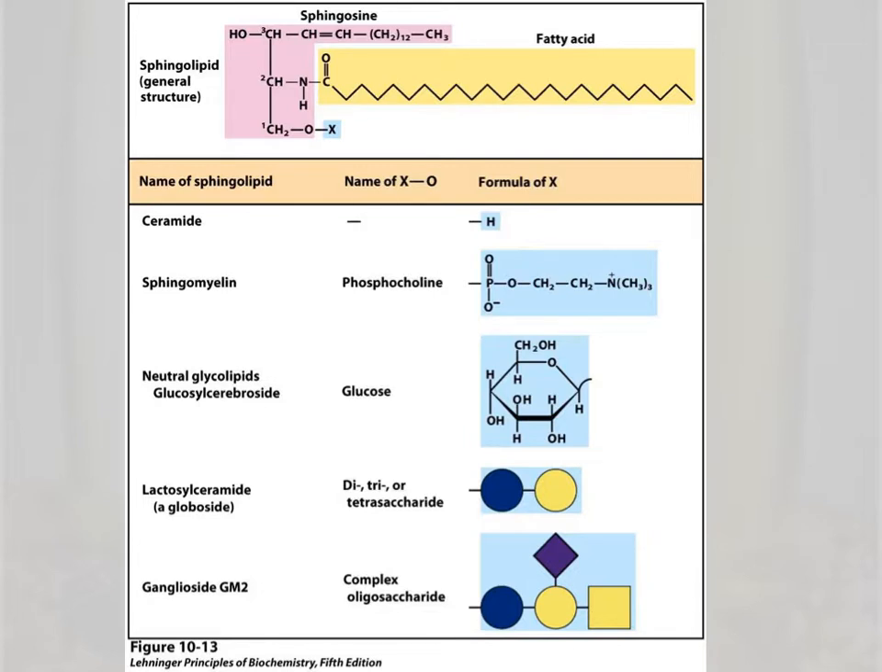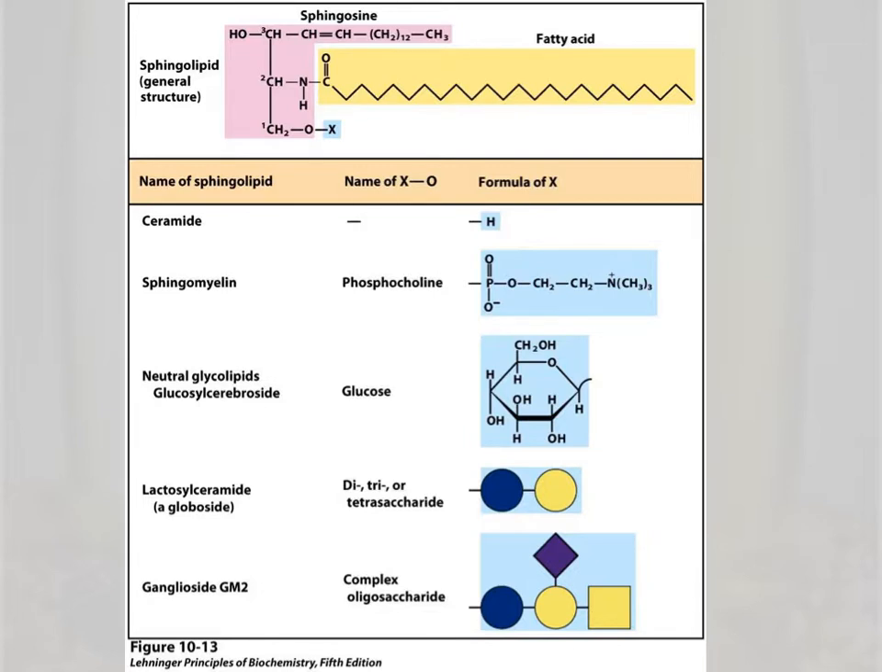What kind of cells are we talking about then? What system? In the nervous system, yes. So the same thing with ceramide. That's not to say that there aren't any in other places, but the nervous system does have a higher concentration.